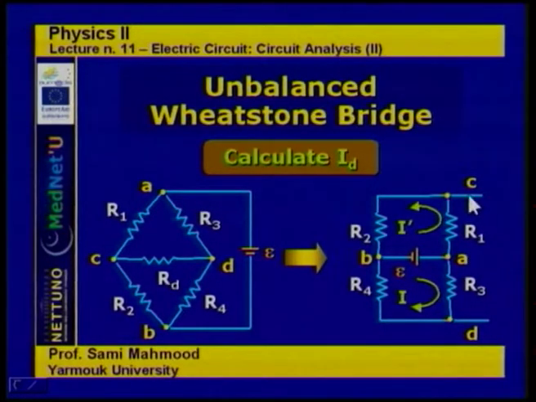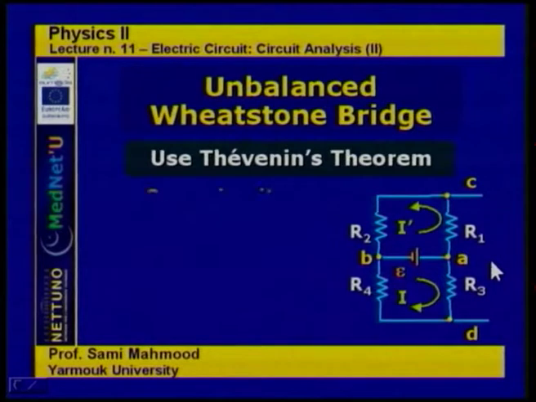Now if we replace this complicated network by a Thevenin's equivalent of epsilon Thevenin and R Thevenin, then we have a simple equivalent circuit, and we can attach it to RD, and we can very easily determine the current ID. That's what we do, so we use Thevenin's theorem in this case.